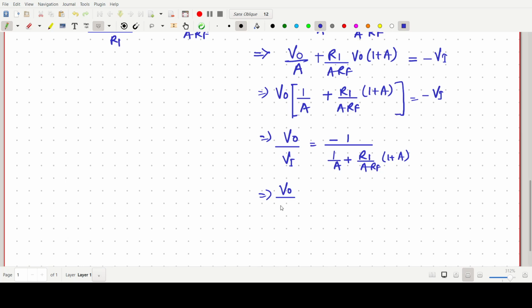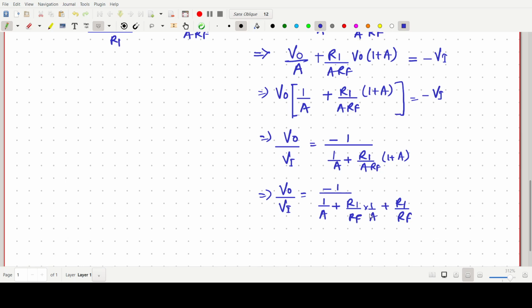Then we can write, I am doing step by step. I can write directly also, but we have to go with the process. Okay, I am writing minus 1 common, and then one more line I am writing 1 by A plus R1 by Rf into 1 by A plus R1 by Rf. Okay, simple calculation is there.